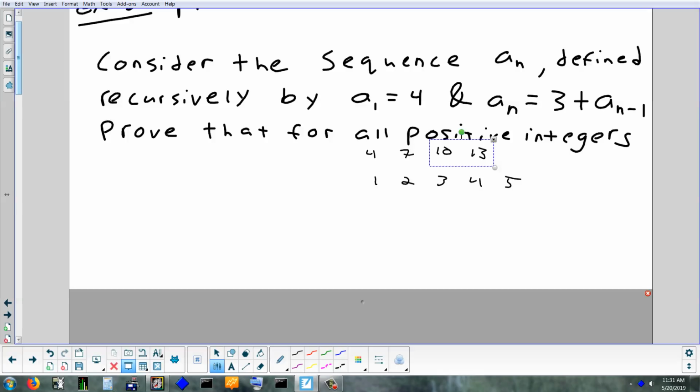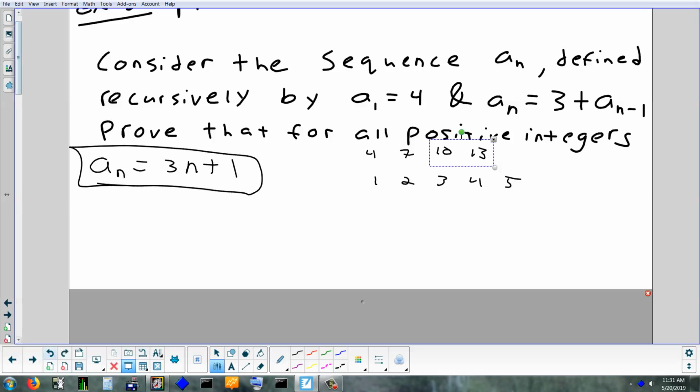So does anybody see the pattern with what you do to the term number to get the term itself? Yep. Times by 3 and add 1. Yeah, that's the pattern. Now, that's just what you've observed, at least from the first 4. Maybe that doesn't work when you get to the 5th or 6th term. That's what we're going to prove. So 3n plus 1. Okay. Well, I'm not going to put a box around it, but that's what we want to prove.